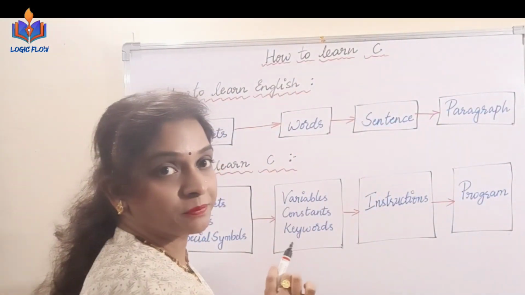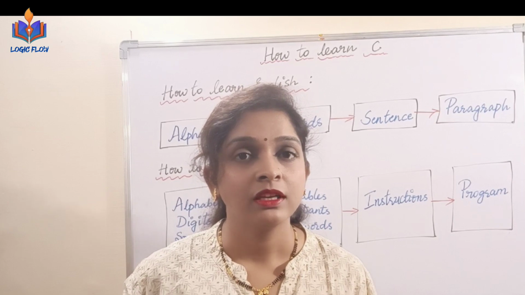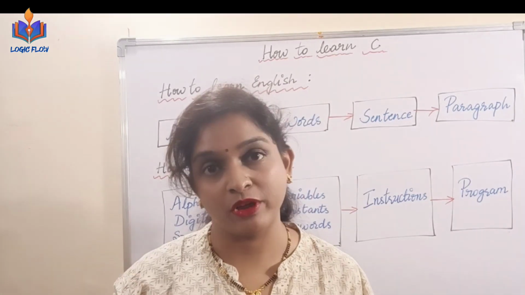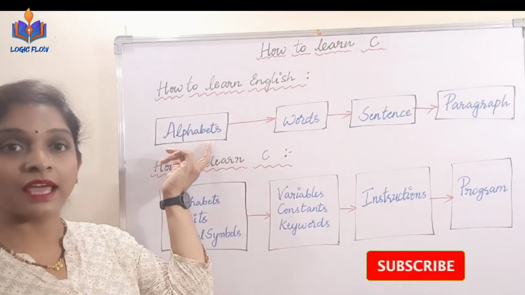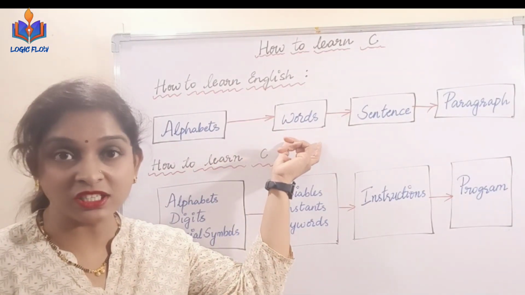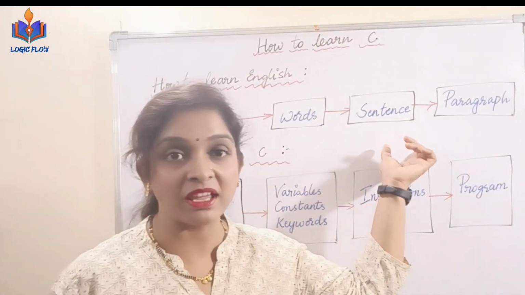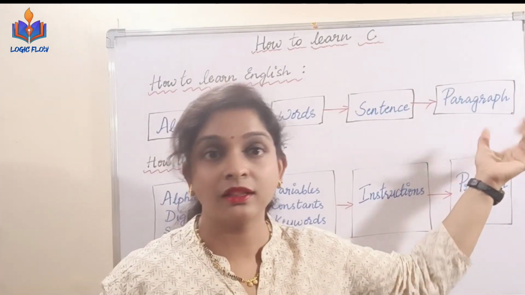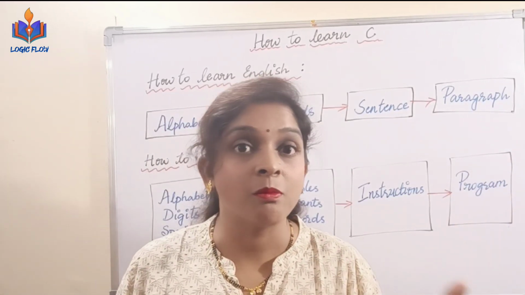How to learn C? Before we get started, let's have a comparison with how to learn the English language. How do we learn English? We get started with alphabets. After learning alphabets, we start framing words. Once we are familiar with many words, we start framing sentences. Then we get into writing paragraphs, then paragraphs to essays, and from essays you may get into writing books.